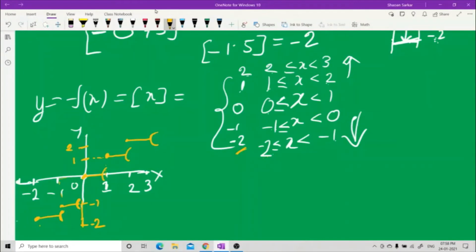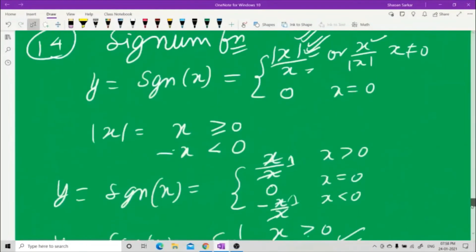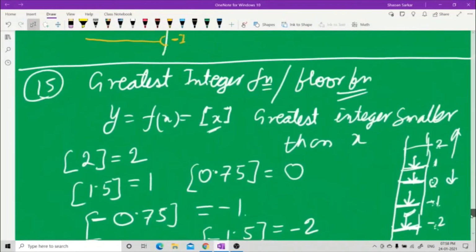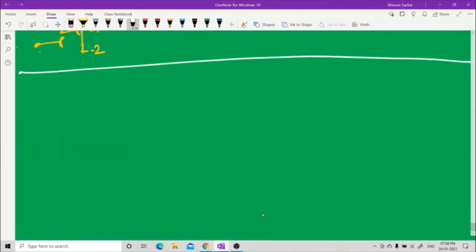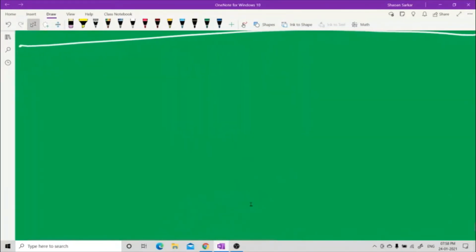Now this is over. Now we will understand some more important parts. Now this was the greatest integer function and I think it was the 15th number. The point is I forget the numbers. I think this is the 15th number. Yes, now we are going to go for the 16th number. Let me pull it a little bit more up. Yes, the 16th number is the least integer function.